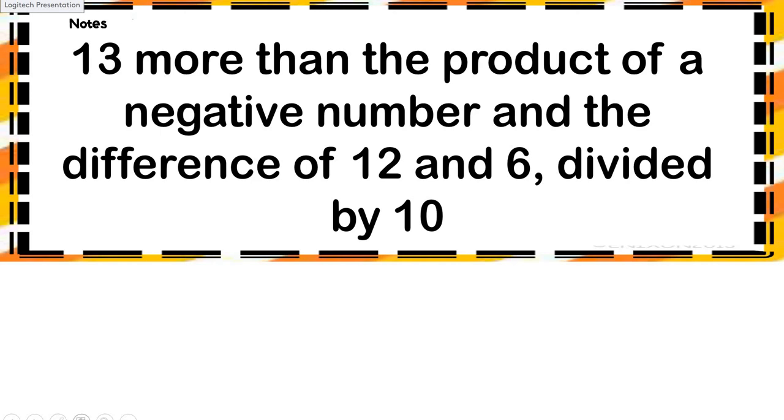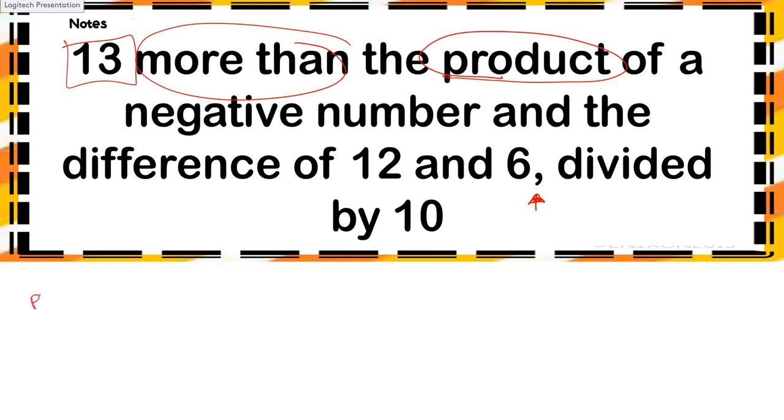Alright, so here we have 13 more than the product of a negative number and the difference of 12 and 6, divided by 10. So again, I have that comma in there, so that tells me that that's going to be a separate step. So I have 13 more than the product. So I'm going to have the product of whatever numbers I'm multiplying together, because that's what product means, that I want the answer to a multiplication problem. And then I want 13 more than that. So product, then add 13.